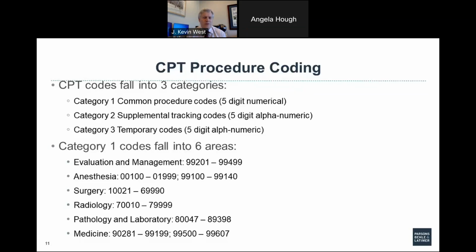And then category 3 are what are called temporary codes, and these are 5-digit alphanumeric codes, and those are often referred to as T codes, and these are codes that are assigned on a temporary basis while the coding committee at the AMA is making final decisions about a particular technology or product. So going to the Category 1 codes, which are really the ones used most often from day to day by healthcare providers, those fall into 6 categories, as you see on the screen there, for different areas of medicine.